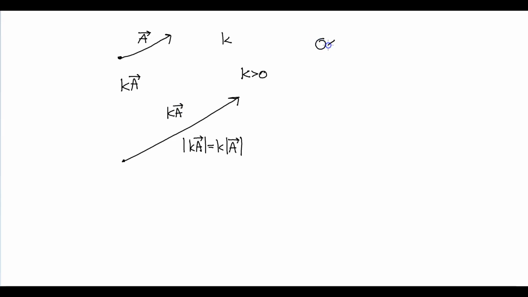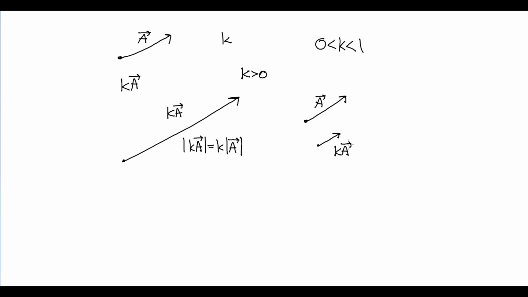If 0 is less than k is less than 1, so k is a fractional quantity, and remember, scalars can be anything. They don't have to be just integers. They can be rational numbers, real numbers as well. So we have vector A again. Then A will be shortened. This will be kA. See how it's shorter? Because we're multiplying by a fraction, and multiplication by a fraction reduces the quantity of the number.